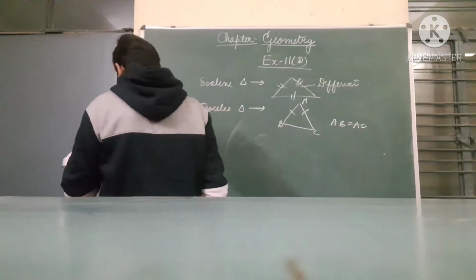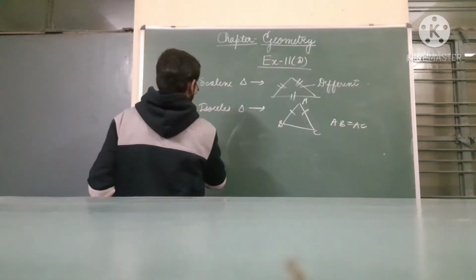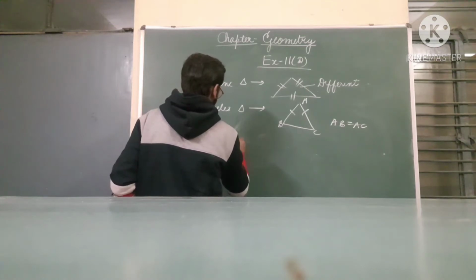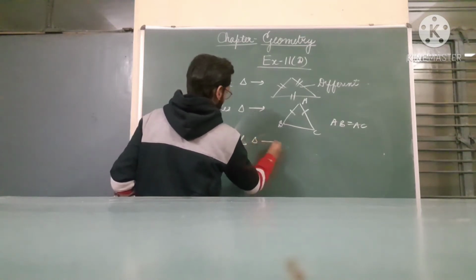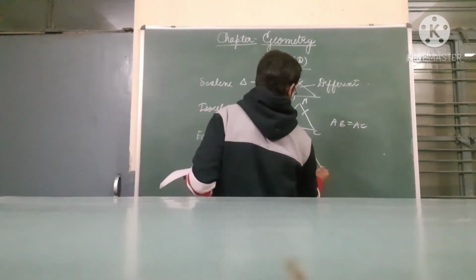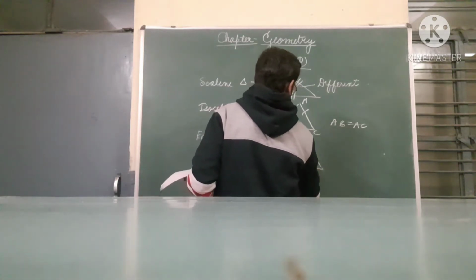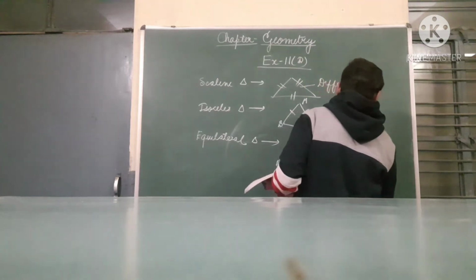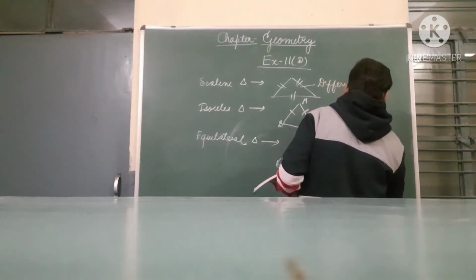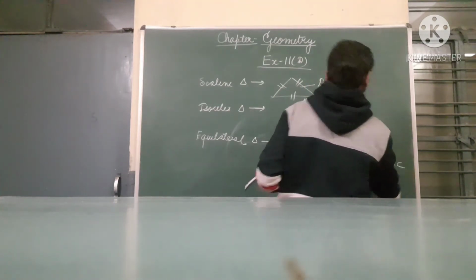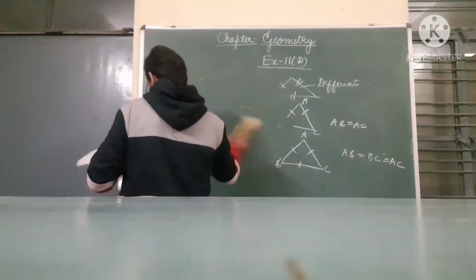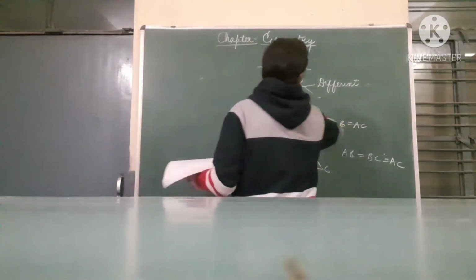Now the next one is the equilateral triangle. An equilateral triangle is a triangle in which all sides are equal, in which all three sides are equal. A, B, C, that is AB is equal to BC is equal to AC. Clear, students?